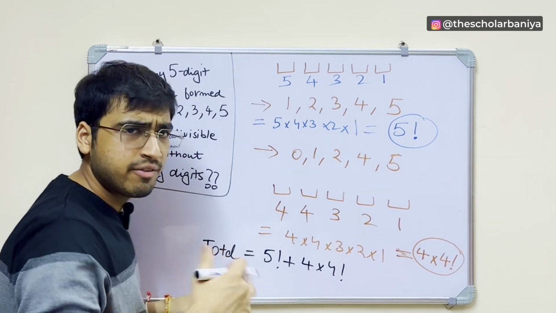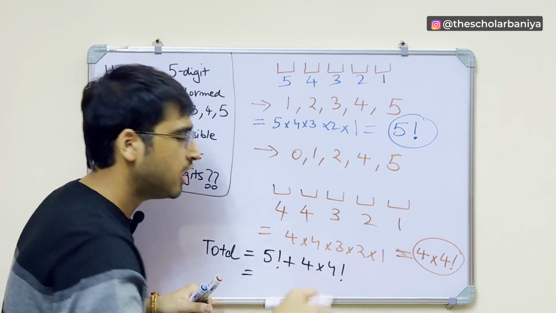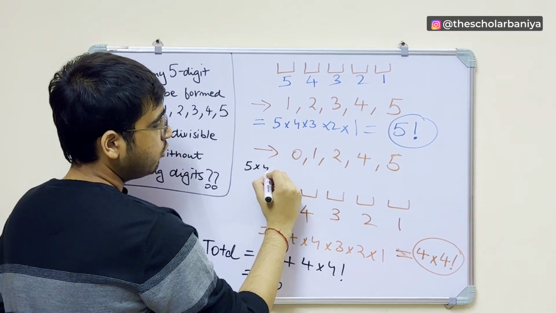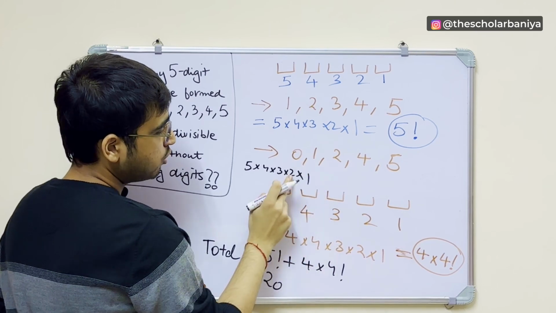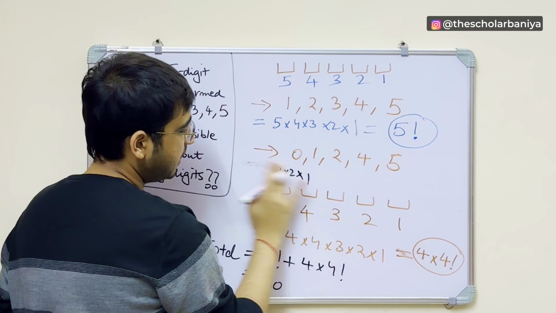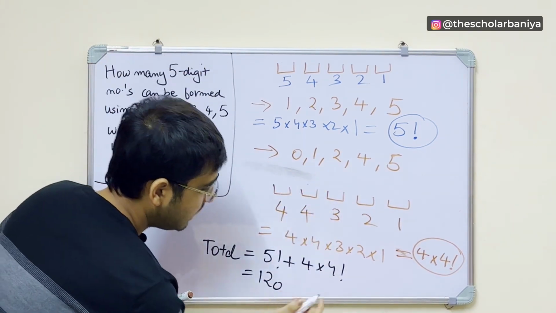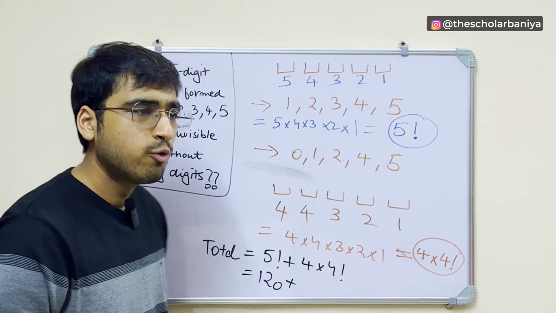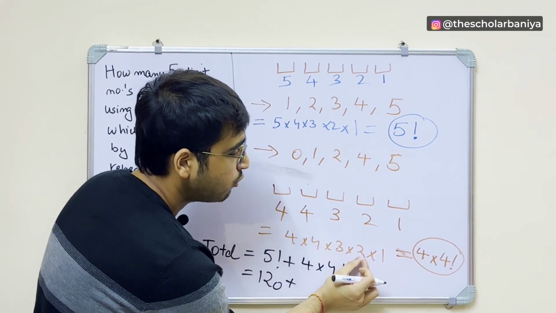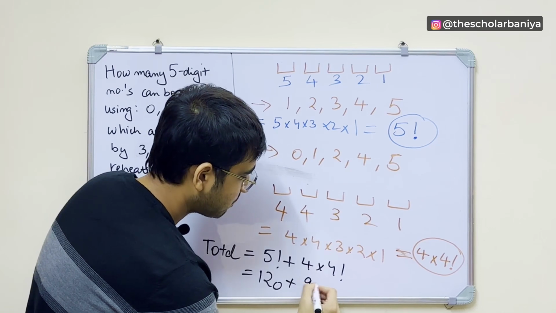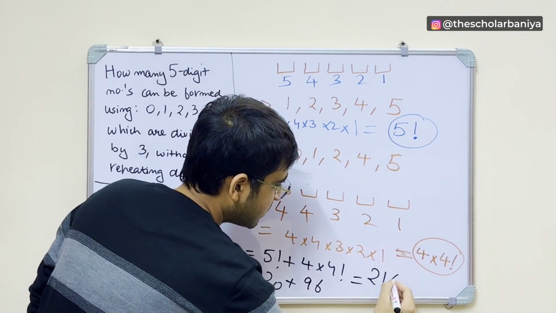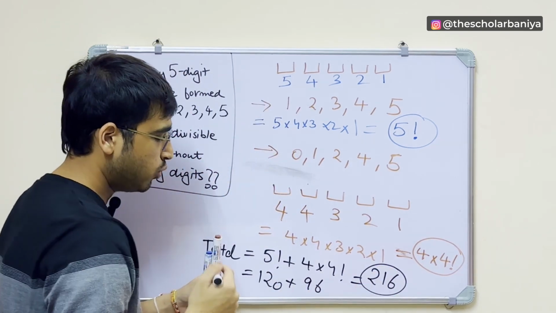So if you calculate 5 factorial I think comes out to be 120, right? Why? Because 5 factorial is 5 into 4 into 3 into 2 into 1. So 2 3s are 6, 6 4s are 24, 24 5s are 120, right? Okay, so this is 120 plus. What is 4 factorial? 4 factorial is 4 into 3 into 2 into 1, which is 4 3s are 12, 12 2s are 24. 24 into 4, 96. Right? So this comes out to be 216. 120 plus 96 is 216.